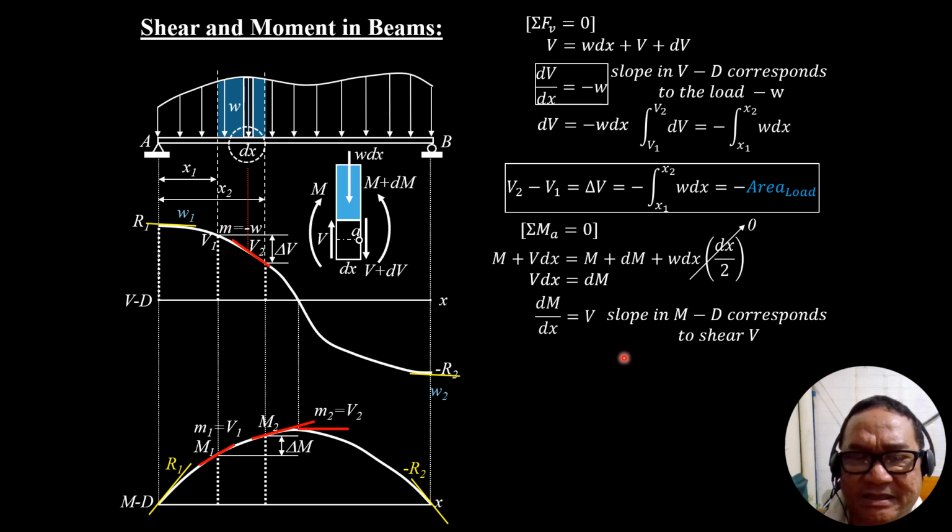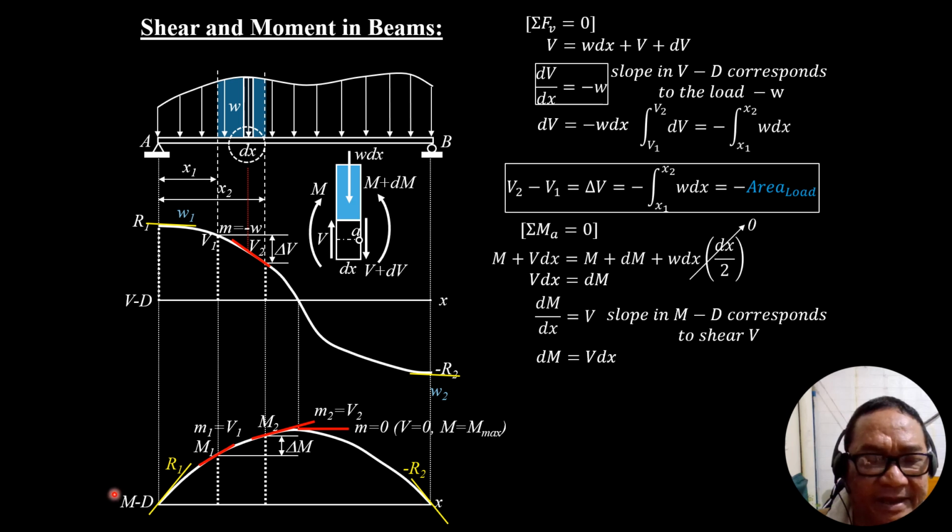So dm dx, the slope in the moment diagram, corresponds to the shear V above. I hope you can remember: slope in the shear diagram is the intensity of the load above, or ordinates of the load above. Then slope in the moment diagram is the ordinates of the shear above. So it's easy to recall also.